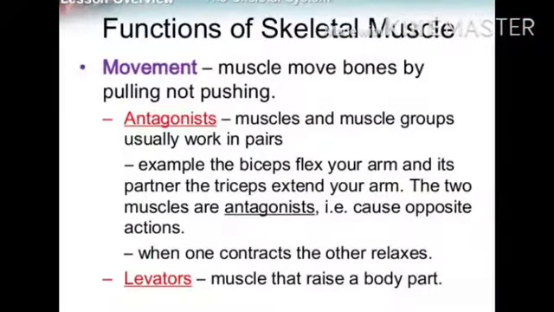Now functions of skeletal muscles. Movement. Muscles move bones by pulling, not pushing. Antagonist muscles: muscle groups usually work in pairs. Example, the biceps flex your arm and its partner the triceps extends your arm. The two muscles are antagonists, that is, they cause opposite actions. When one contracts, the other relaxes. Levators are muscles that raise a body part.